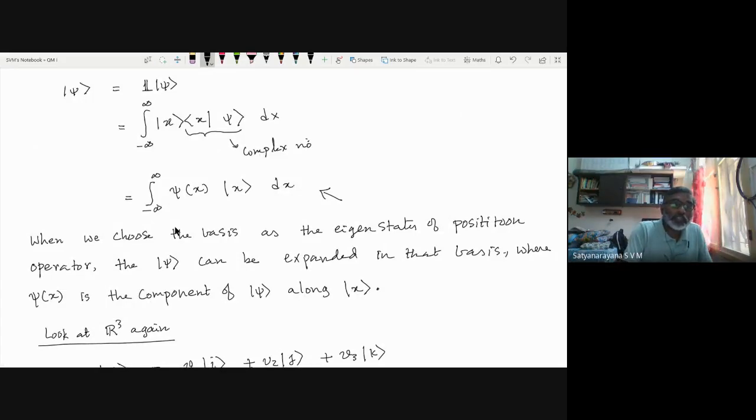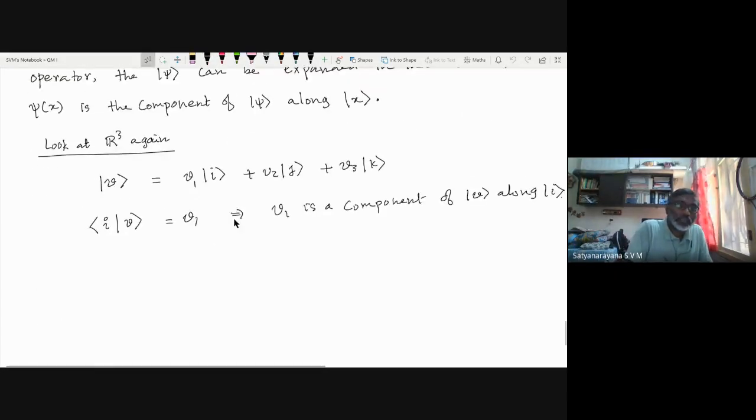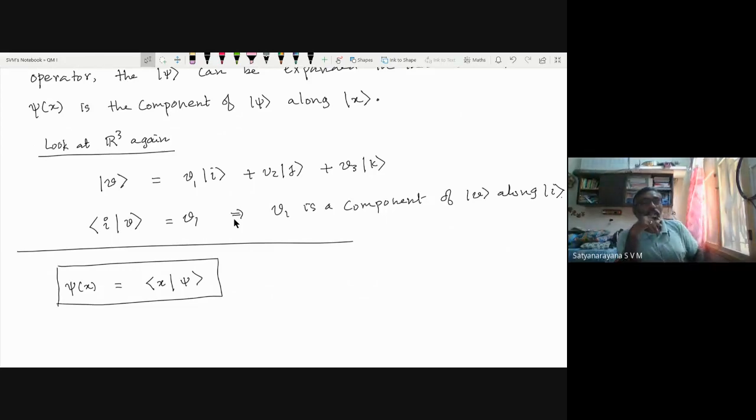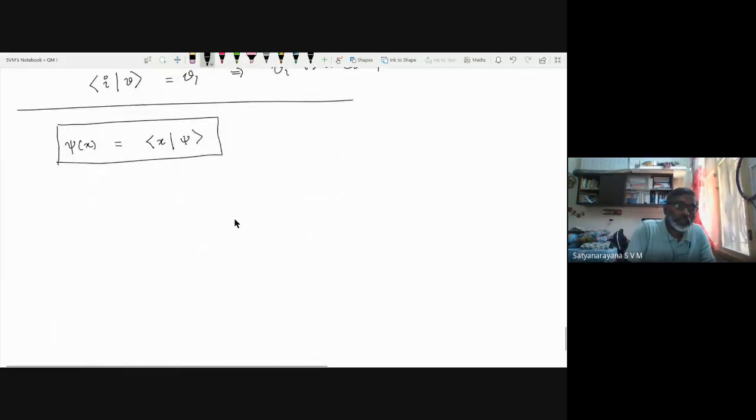So basically this is <x|psi>. Now I want to get psi of x, so what should I do? I should simply take the inner product of this psi with x, then I will get psi of x. So with this analogy, we can easily understand that psi of x is obtained by taking the inner product of x with psi. This is the correspondence between the wave function that we talk about in the Schrodinger equation and the abstract Dirac ket.